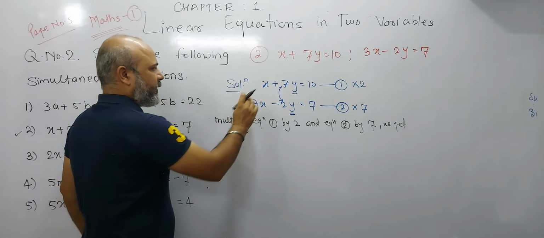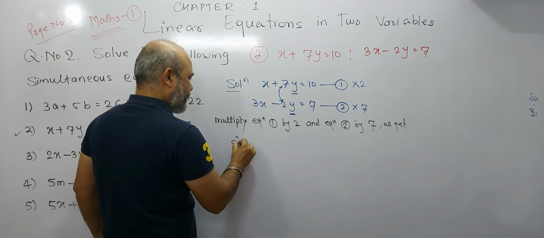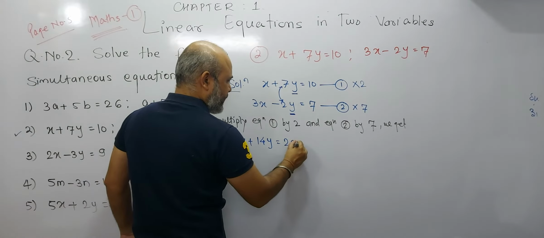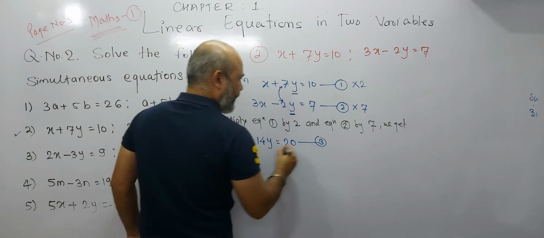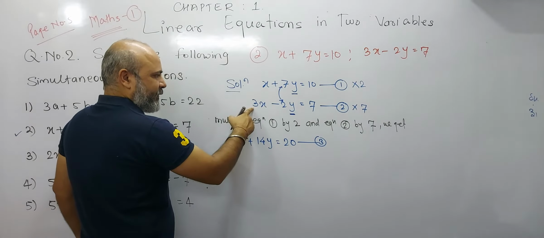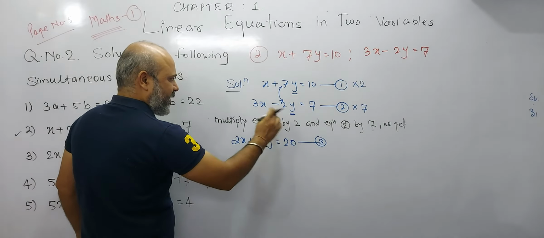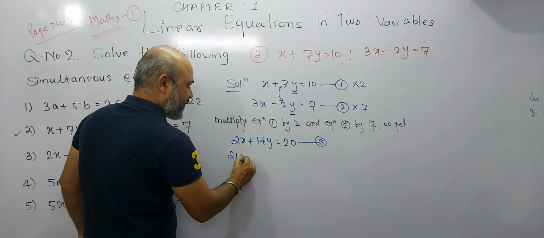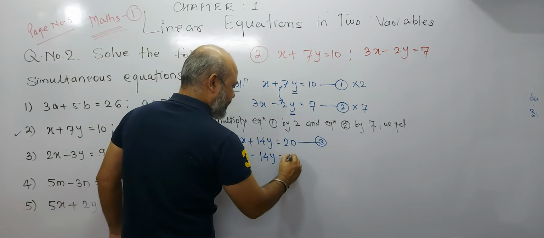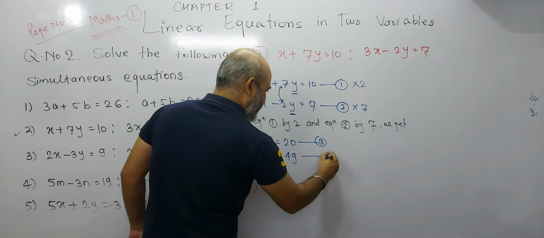So what will you get? You will get 2x plus 14y is equal to 20. So this will be equation number 3. And we'll multiply equation 2 by 7. So 7 threes are 21x minus 14y is equal to 7 sevens are 49. This will be equation number 4.